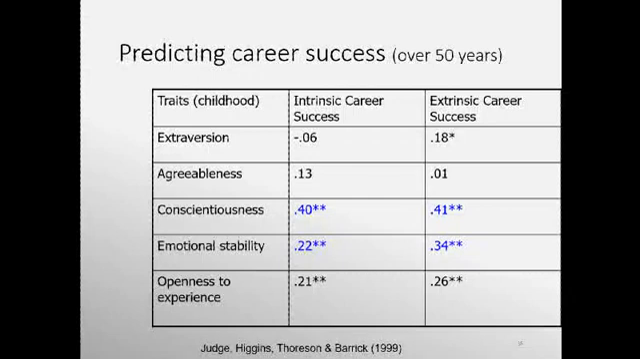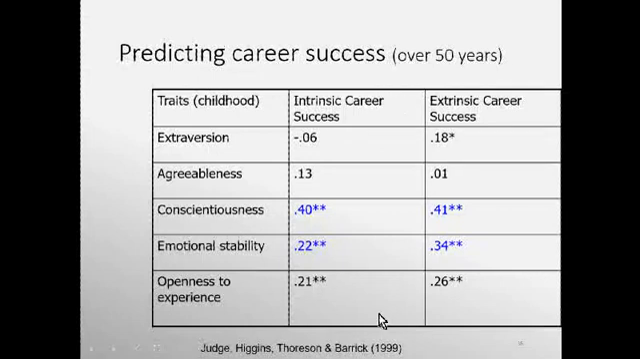Now class, let's go through a couple of validity coefficients. I want to review this for you because this is going to come up a lot in the class. So, a validity coefficient, class, is a correlation between your predictors, such as personality traits, and outcomes of interest.